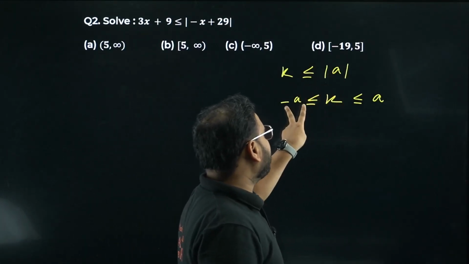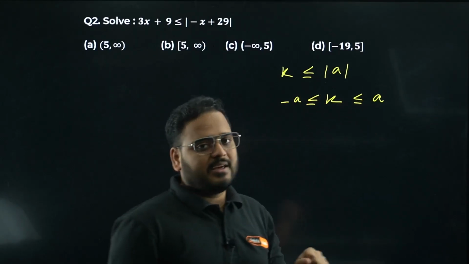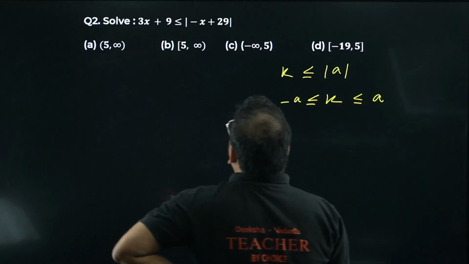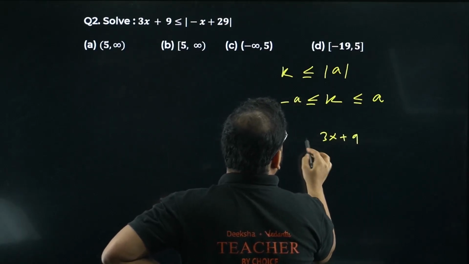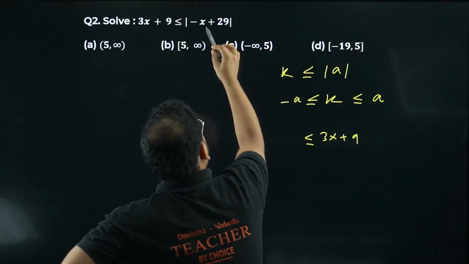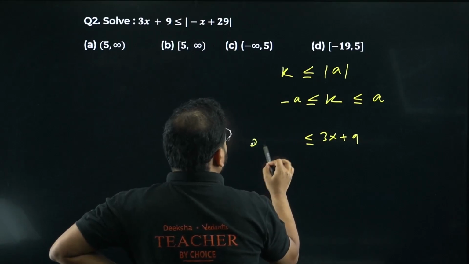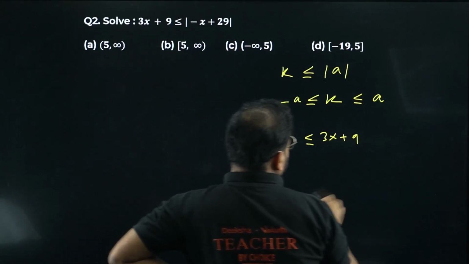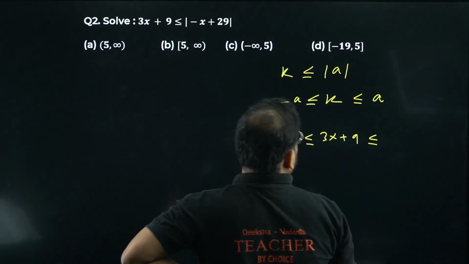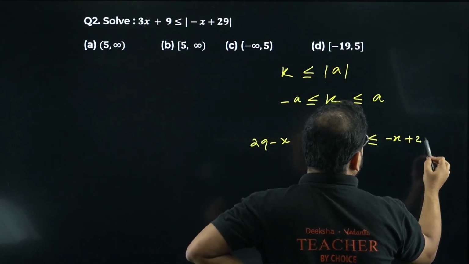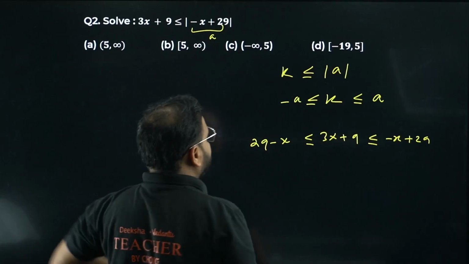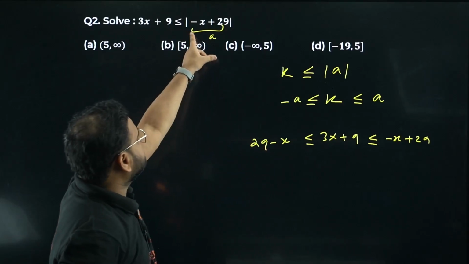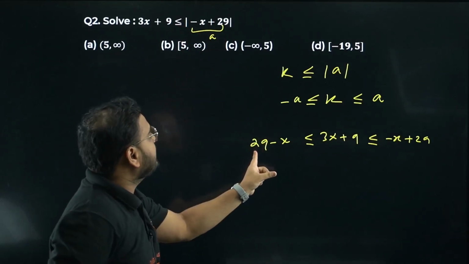Removing mod, we'll get more than minus a and less than a. Now apply the same condition. So I have 3x plus 9 greater than or equal to minus of this value. It will become 29 minus x. And for this side, we will have the same thing, remains unchanged. If this value itself inside is a, minus a means a negative sign of this, which means x will become positive and 29 will become negative.